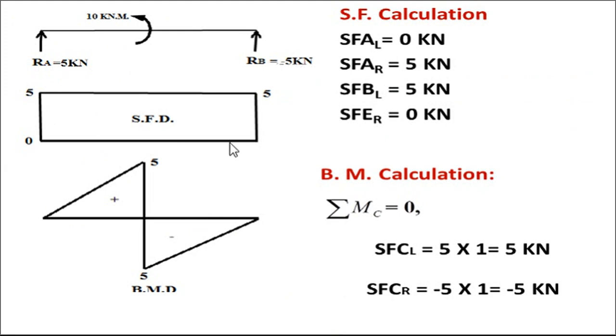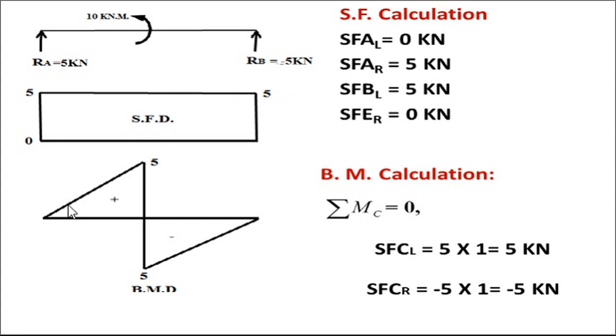So draw a 0 magnitude line. This is a horizontal line. This is plus 5, RA. Go upward by plus 5. No load from A to B, so this 5 will be constant, and RB is minus 5. Here RB is downward, minus 5. Here plus 5 minus 5 will get 0 ordinate. So in SFD there is no effect of moment. This moment does not play any role in SFD. It will be horizontal from A to B. So this is the shear force diagram.